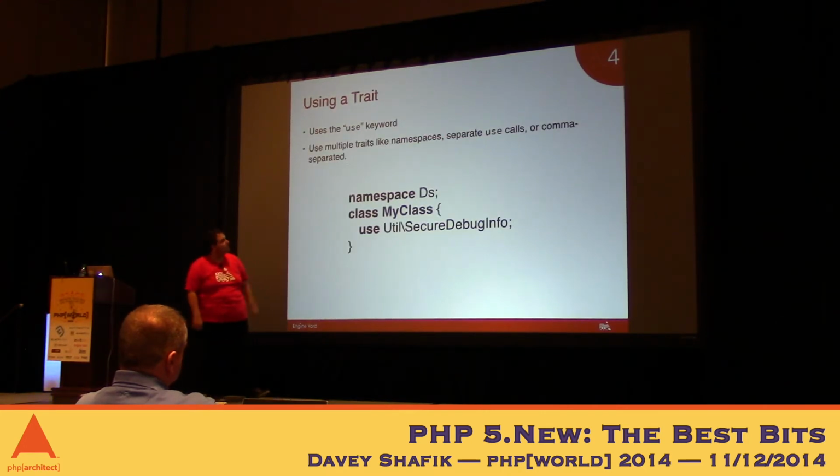So we use it very simply. We have MyClass under my namespace, use Util SecureDebugInfo. Now that function exists within that class as if I'd written it there or pasted it there by hand. Okay? And again, as I mentioned, you can use commas to have multiple uses. Actually, you can do both. You can have multiple use lines or you can use commas. That's optional.